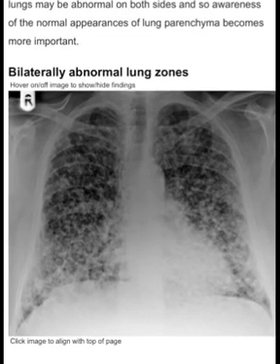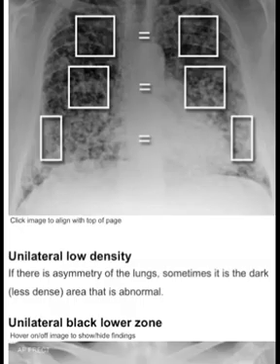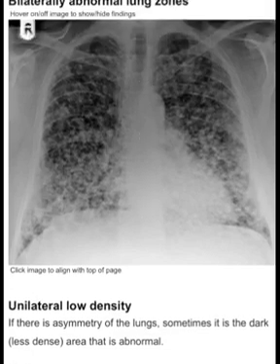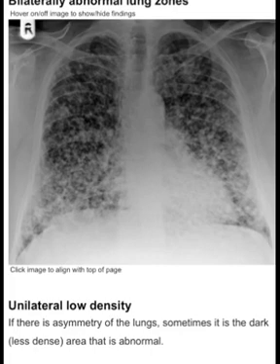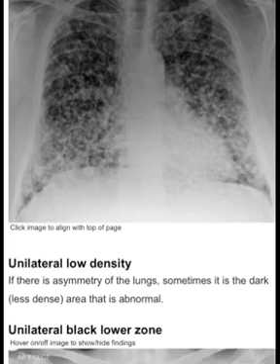This is bilateral abnormal lung zones. Bilateral abnormal lung zones, multiple bilateral lung nodules, symmetrical distribution, more nodules at the lung bases. Clinical information: shortness of breath, weight loss, and clinically suspected underlying malignancy. Diagnosis is pulmonary metastasis.